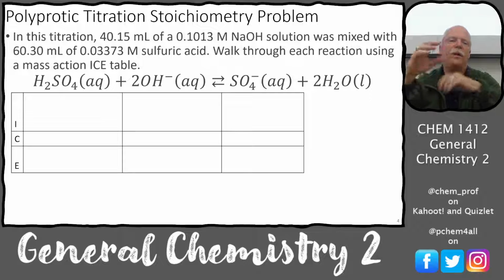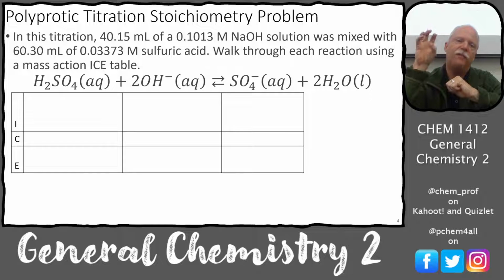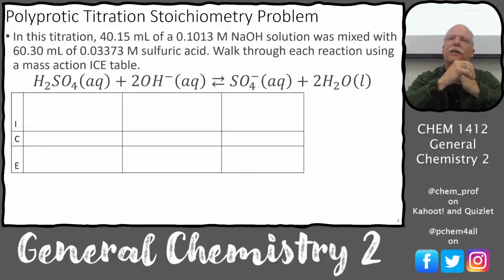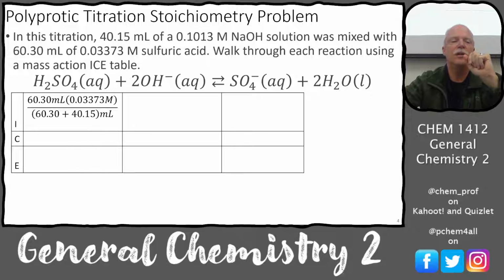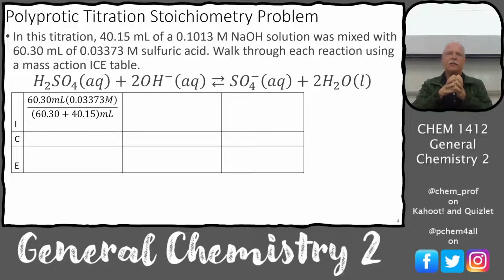So in this titration, we mixed 40.15 mils of this 0.1 molar base, and we mixed it with 60 mils of 0.03 molar sulfuric acid. And so we're going to walk through this reaction using the mass action ICE table. So notice the very first step, if we're going to do this in the table, is that we have a dilution. You notice how we're adding the base. We're putting in 40 mils of base and adding that to 60 mils. So the total volume is around 100 mils. So it's really 100.45 mils. So we've changed the concentrations a little bit.